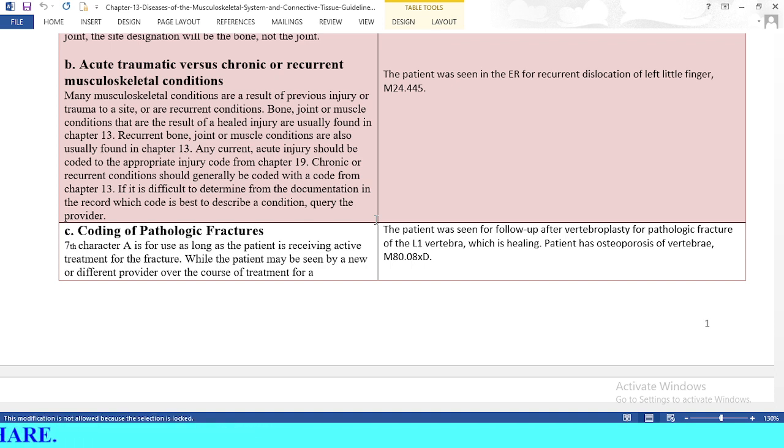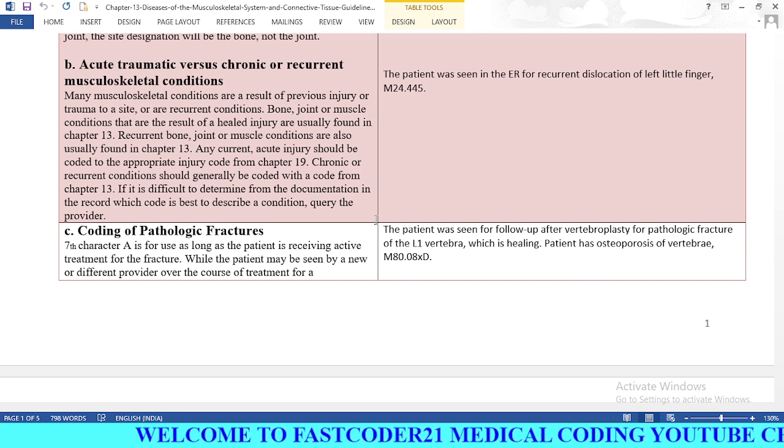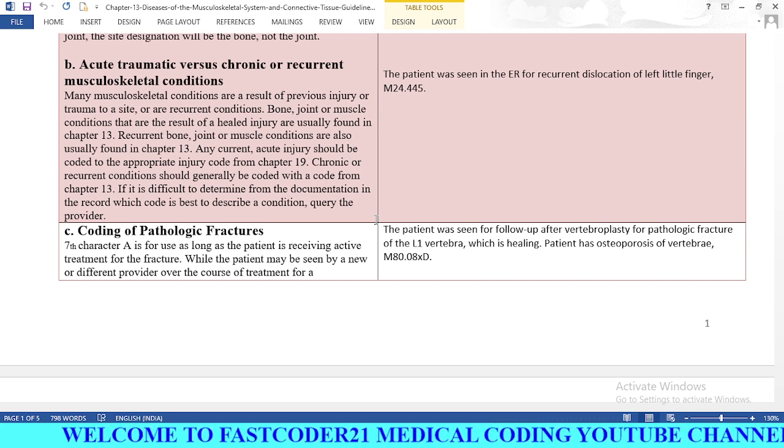So here we have an example. The patient was seen in the ER for recurrent dislocation of left little finger, M24.445. Based on our guideline, we need to code recurrent conditions from Chapter 13. So here we have coded M24.445 for recurrent dislocation of left little finger.